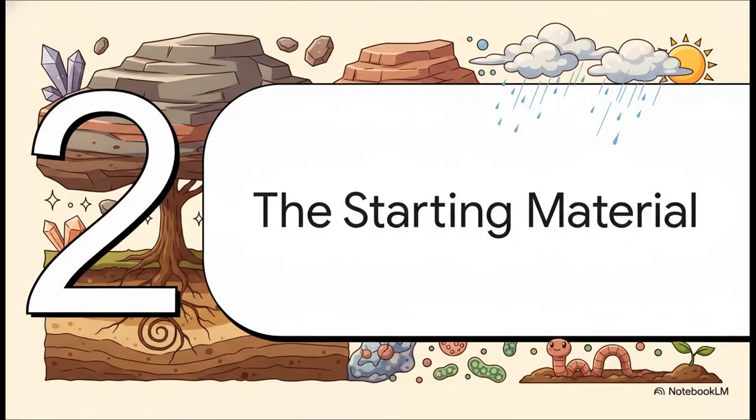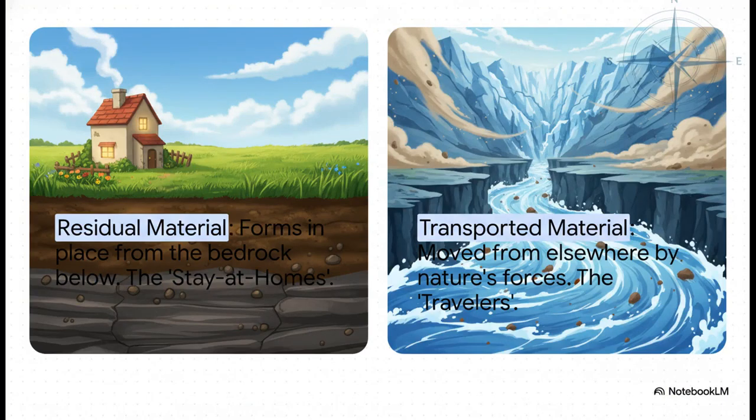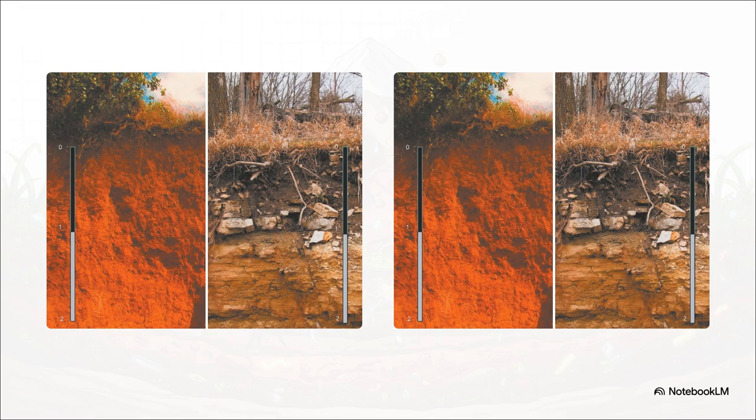Parent material is pretty much exactly what it sounds like. It's the geological, or sometimes organic, stuff that comes before the soil. It's the raw ingredient that climate and organisms and the landscape are all going to act on over a long, long time. And it basically comes in 2 main flavors. I love this analogy. You can think of them as the stay-at-homes and the travelers. Residual material forms right there, in place, from the bedrock weathering just beneath it. But transported material, well, it started its life somewhere else entirely and got moved by one of nature's powerful delivery services.